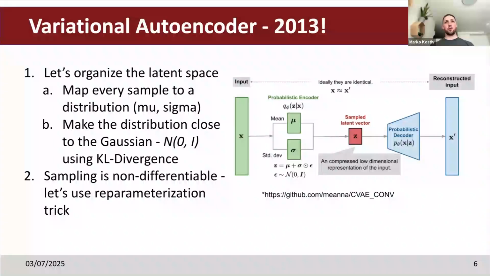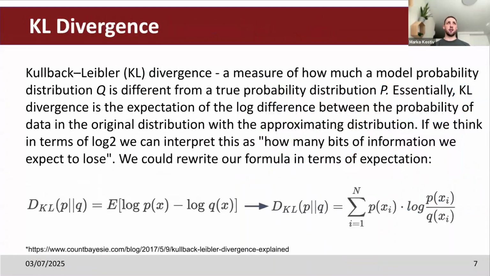The second problem is how do we make sure that the learned distribution is actually similar to the Gaussian distribution? And we solve that with the KL divergence. So what is Kullback-Leibler divergence? That's basically a measure of how much the model probability distribution Q is different from the true probability distribution P. Those formulas go back to thermodynamics, and we will not dive deep into that today.